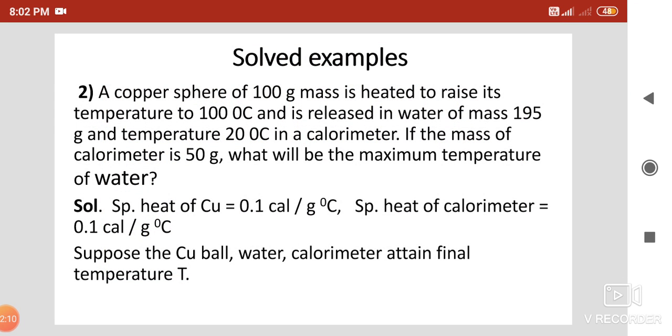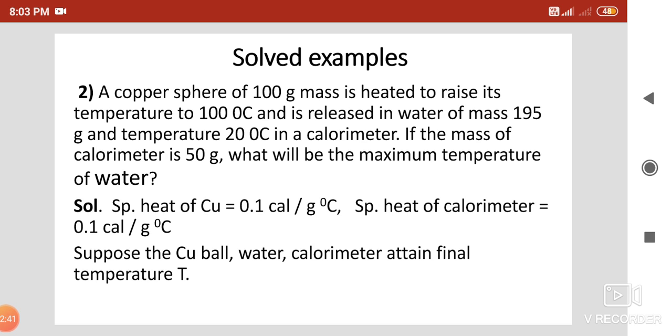See the second example now. A copper sphere of mass 100 gram is heated to raise its temperature to 100 degrees Celsius and is released in water of mass 195 gram and temperature 20 degrees Celsius in a copper calorimeter. If the mass of the calorimeter is 50 gram, what will be the maximum temperature of water?